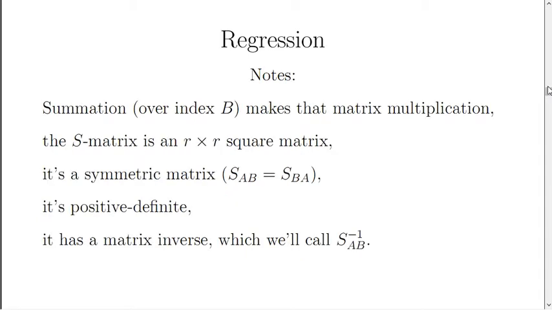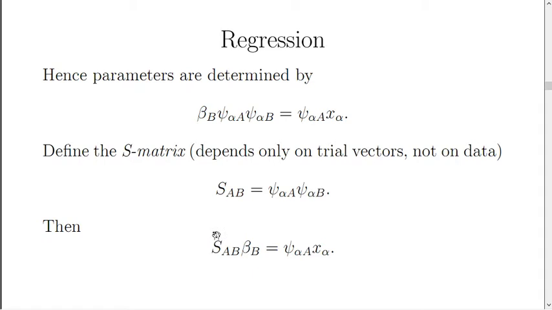There are a few notes that are useful about the S matrix. One is that in this particular term here, the sum over B really makes this matrix multiplication. The Einstein summation convention says sum over all possible values of B, and that's just this type of sum which is the definition of matrix multiplication. Matrix times vector.